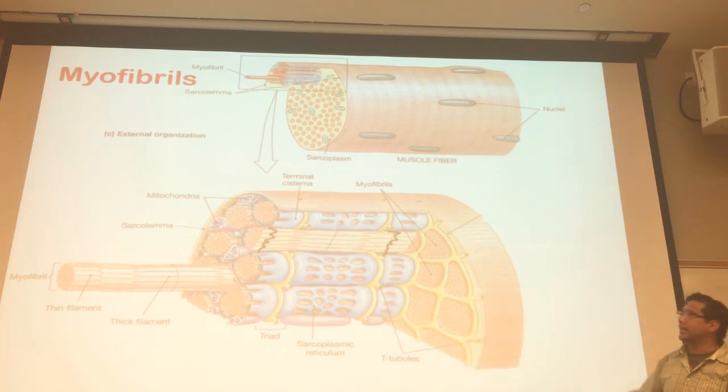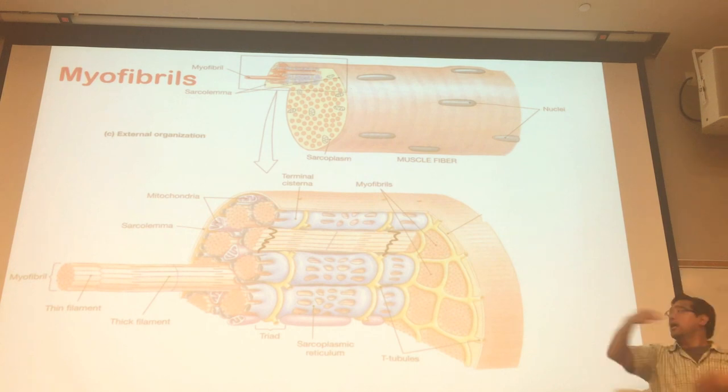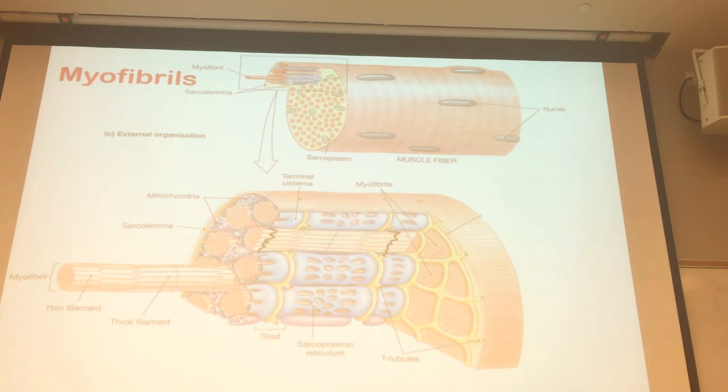Okay, it's basically like stacking cans. That's really what it's like. You take one can, and then you put another one, and then another one, and another one, right? And that's what they are. So what are those units that we see making up the myofibrils? That's a sarcomere, right? So that's one sarcomere. Now, that sarcomere is made up of what?